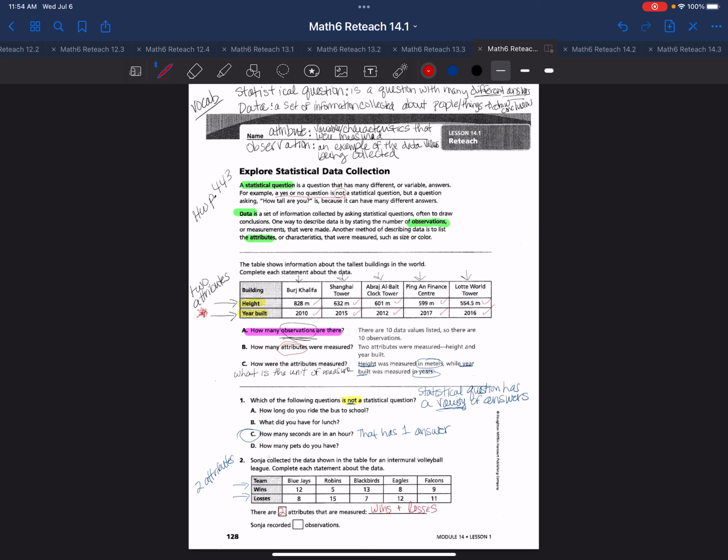And Sonia recorded how many observations? Now we need to count the data. 1, 2, 3, 4, 5, 6, 7, 8, 9, 10 observations. So that is our lesson for Module 14, Lesson 1, Grade 6.